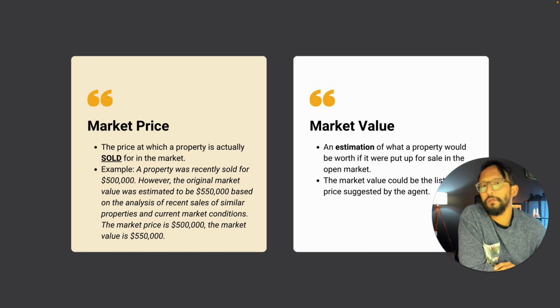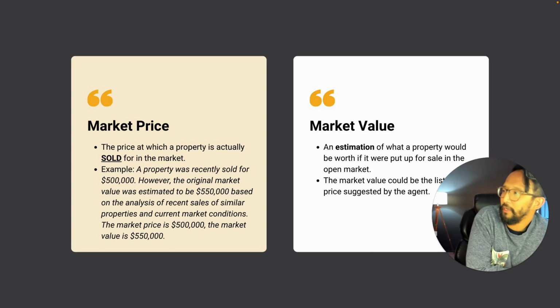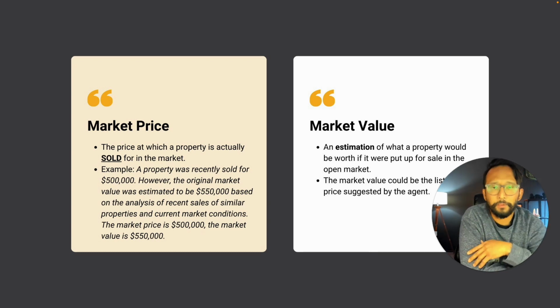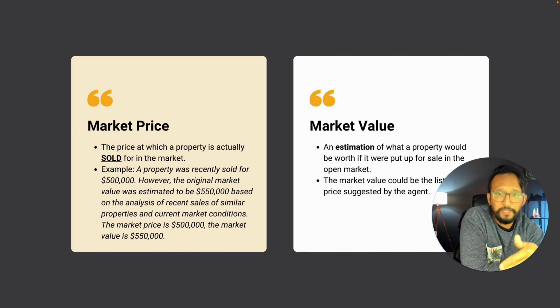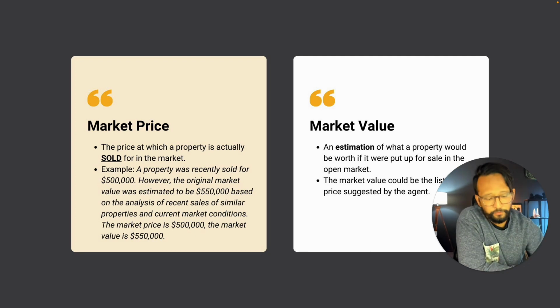We got two terminology here. We got to know market price and market value. So market price is what it is actually sold for in the market. And I throw a little example here. If the property is listed at $500,000, but you receive 15 offers and it closes for $550, guess what? The market price is $550 because that's what it actually sold for.